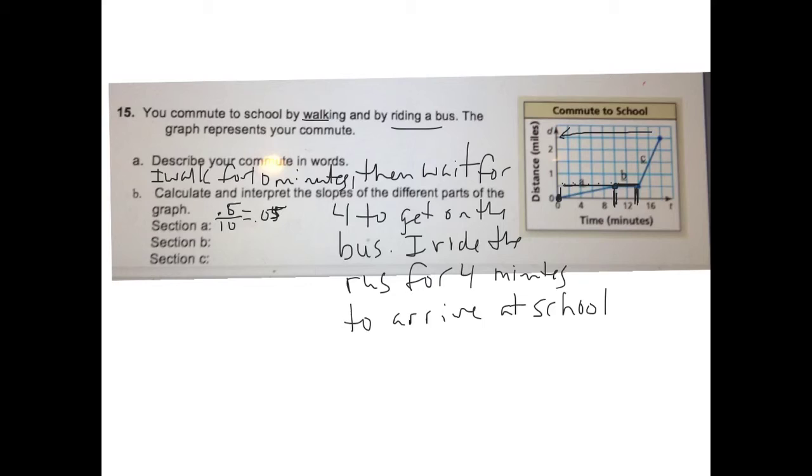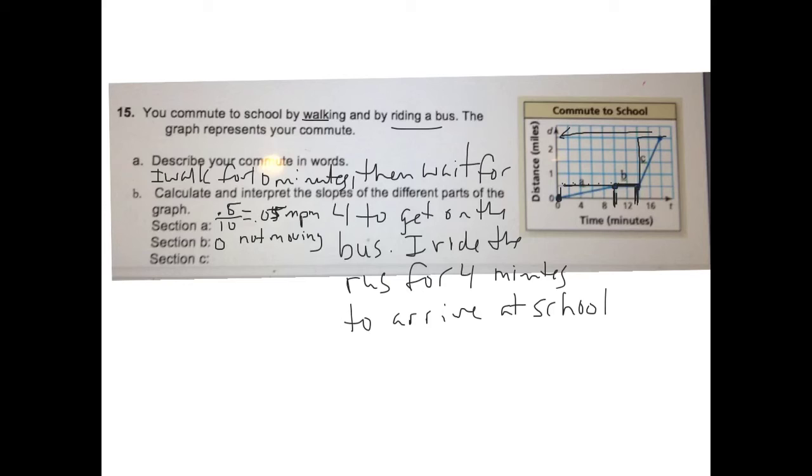And so that would be your speed. You're walking at 0.05 miles per minute. So that's a kind of a weird standard too, miles per minute. We're used to dealing with things in miles per hour. Okay? In section B, that's a flat line, so we have a slope of 0. So at this point we are not moving.